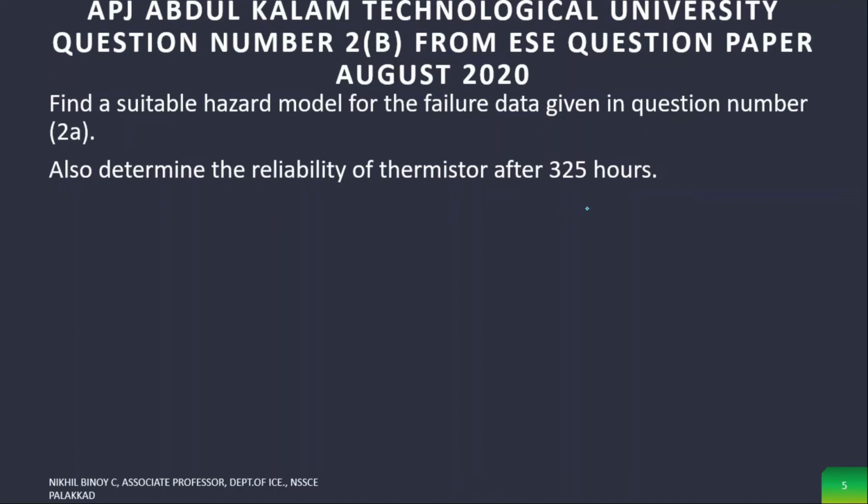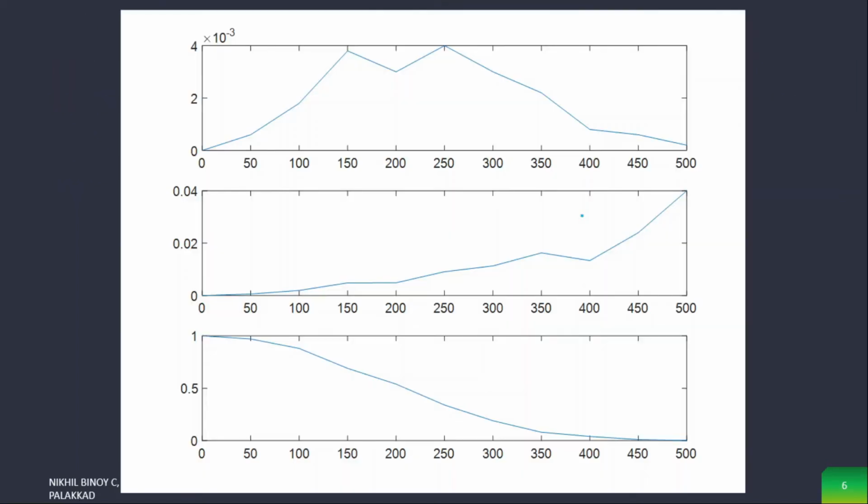So we are asked to find a suitable hazard model. Please note this is not constant, it is varying. The second graph is the hazard model, that is Z of t. You can see that Z of t is not constant; it is varying with respect to time.